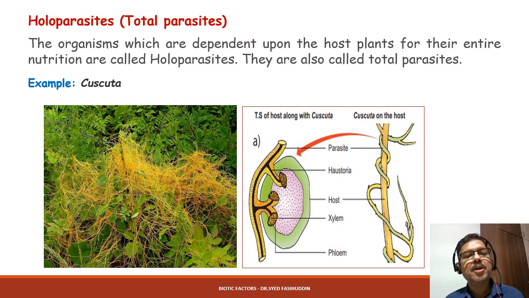Holoparasites, that is total parasites. These are the organisms which are dependent upon the host plants for their entire nutrition, and they are also called total parasites. The example is Cuscuta. Cuscuta is a total stem parasite of host plants like Acacia, Duranta, and also many other plants. It even gets flower inducing hormone from its host plant. It absorbs its food materials from the host plant through the haustoria.